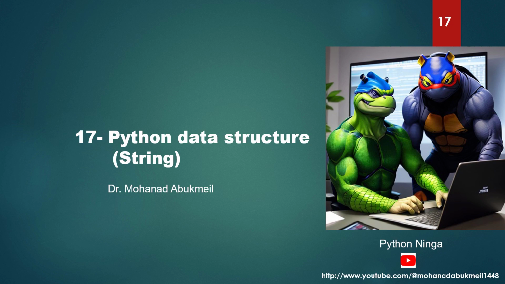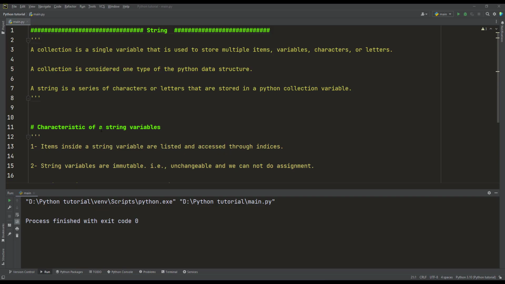This collection data structure comprises strings, lists, tuples, dictionaries, and other data structures like the ones related to object-oriented programming. In Python, a collection is a single variable that is used to store multiple items or characters or letters or any values like integers, floats. A collection is also considered one type of the Python data structure. In today's tutorial, we will speak about the string data structure in Python.